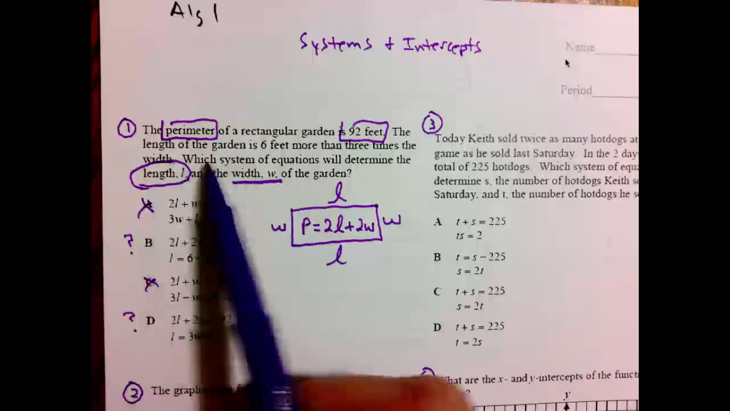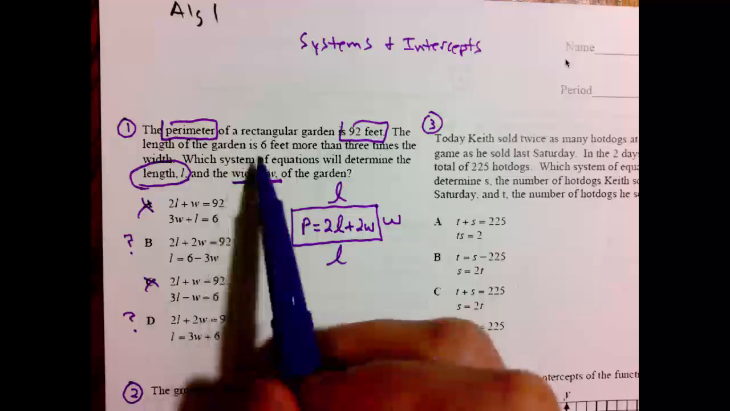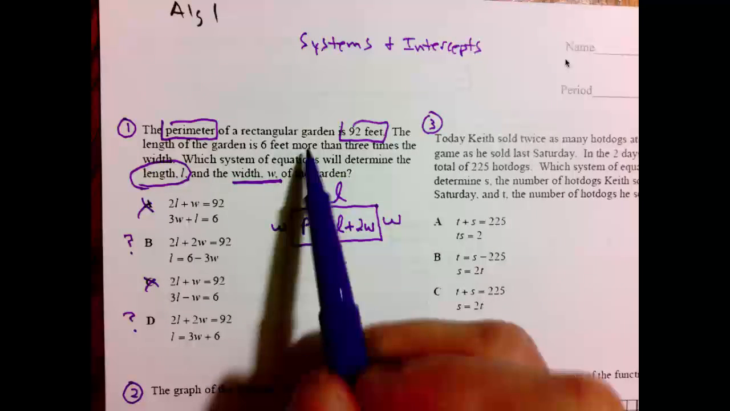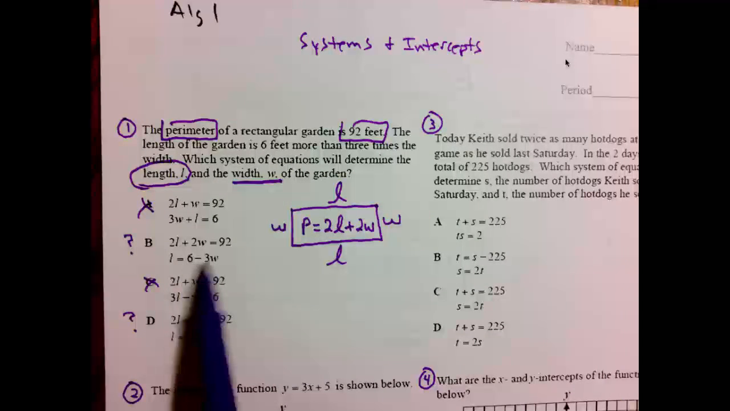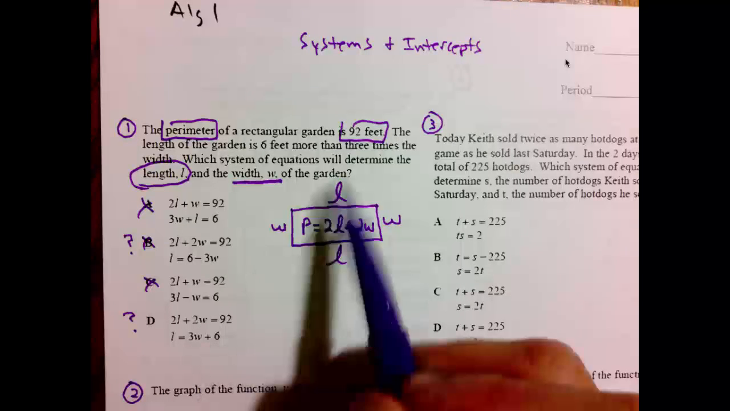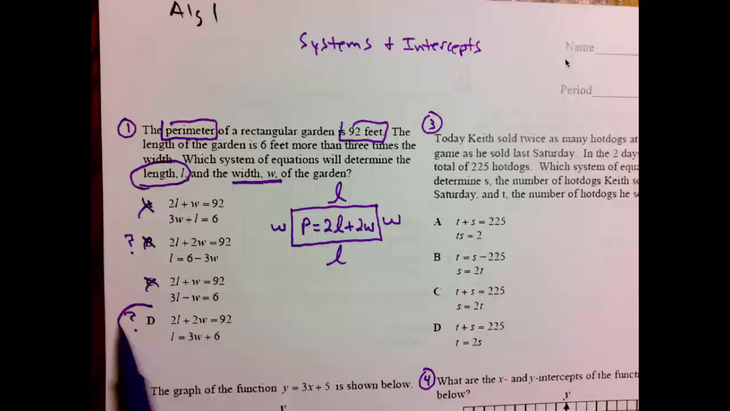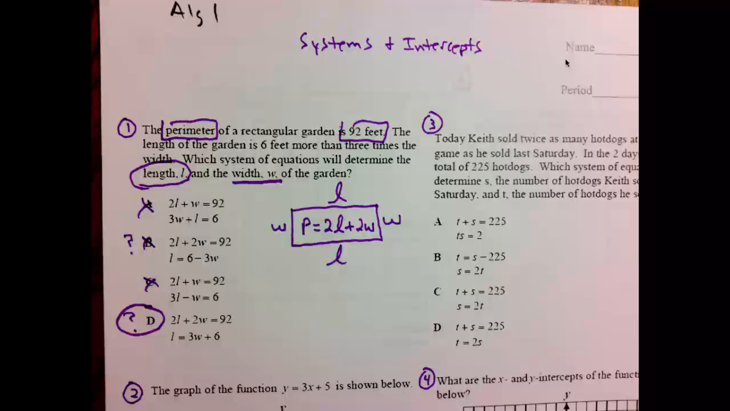The length of the garden is 6 feet more than. This has a subtraction. Can't be B. 6 feet more than 3 times the width. The length is 6 more than 3 times the width. Number 1 is D.